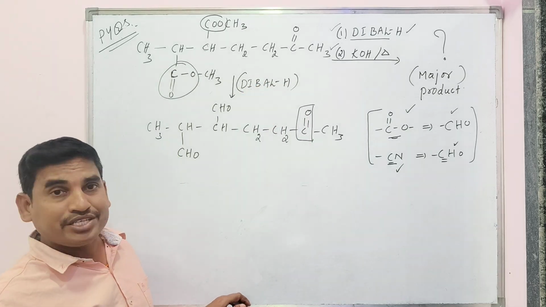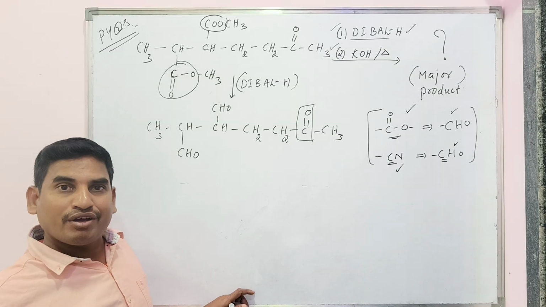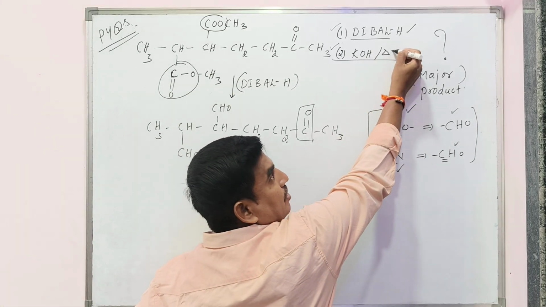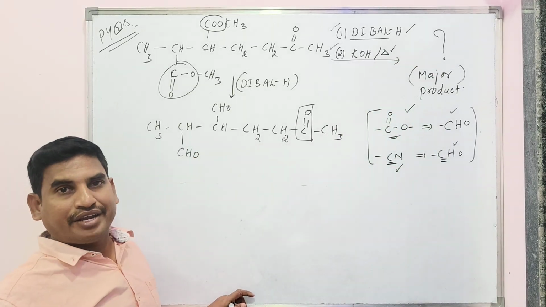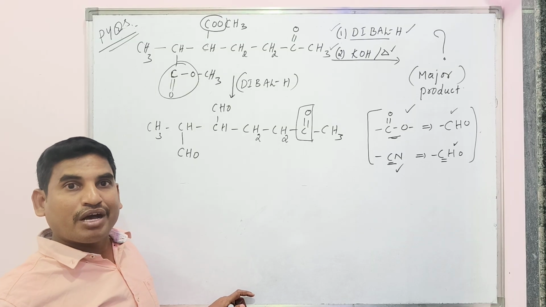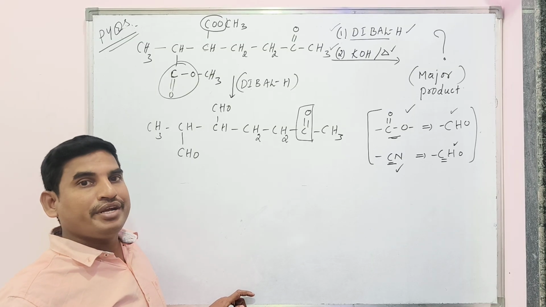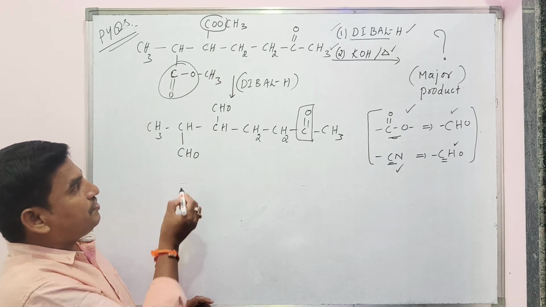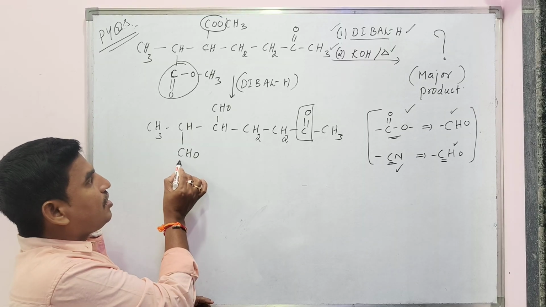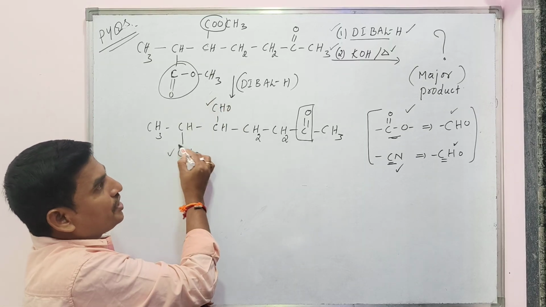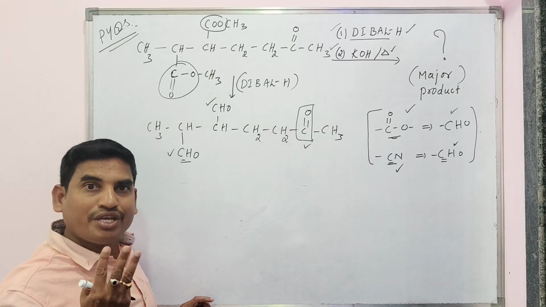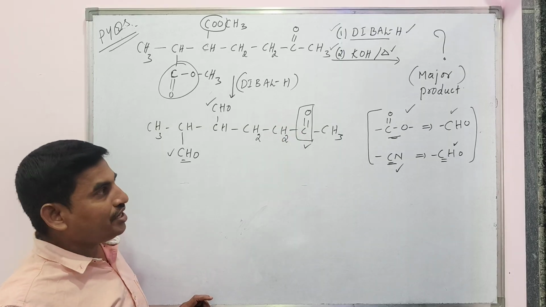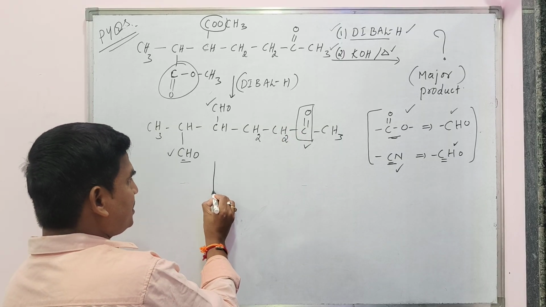Second, we take KOH and heat. Now we have to apply it for aldol condensation, because heat is given. Heating causes loss of a water molecule to form alpha beta unsaturated aldehydes or ketones. Let's check: here is an aldehyde functional group, here also an aldehyde, and here a keto functional group. So we have three carbonyl groups: two aldehydes and one ketone.